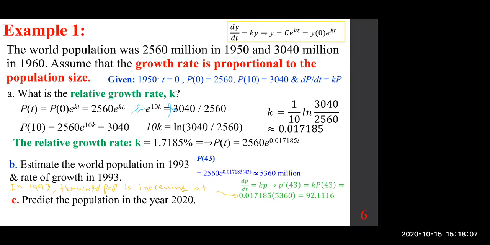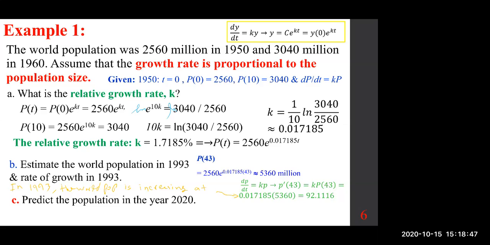Go ahead. I have a question about the 92.1116. Does that mean it's growing by that much, like not percent, but the amount of people per year? Now, that means 92.1116 million people per year in 1993. Does that make sense? Yes, that makes sense. Thank you. Perfect. So again, what it means in 1993, the world population is increasing by how much? 92 million people, roughly, per year.